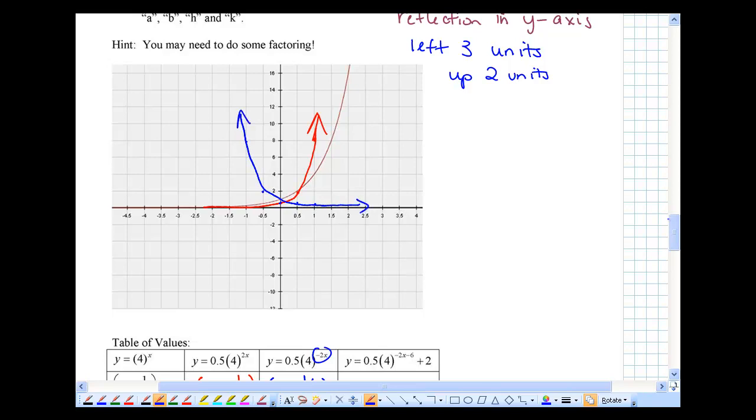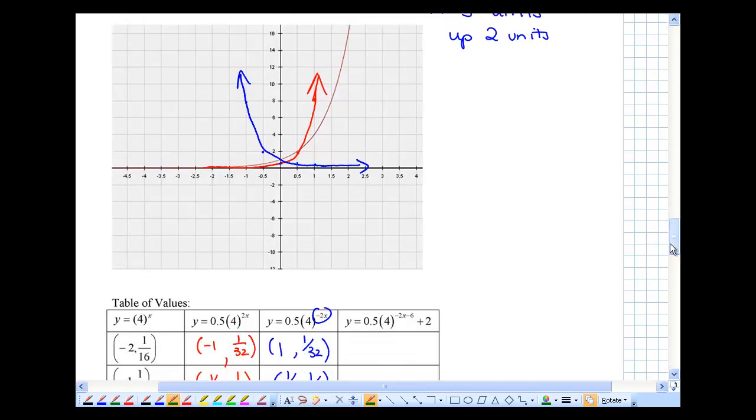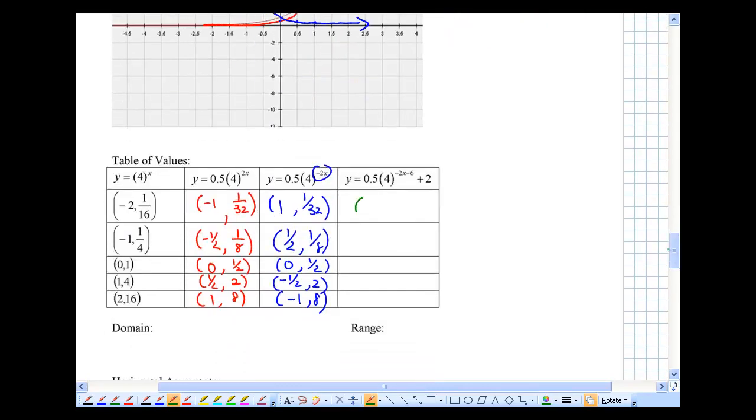Okay. And then last but not least, we're going to go left 3 units and up 2 units. So left 3, meaning all the x values go subtract 3. 2.5, negative 3, negative 3.5, negative 4, and then plus 2, so that's 2 and 1/32, 2 and 1/8, 2.5, 4, 10. Okay.